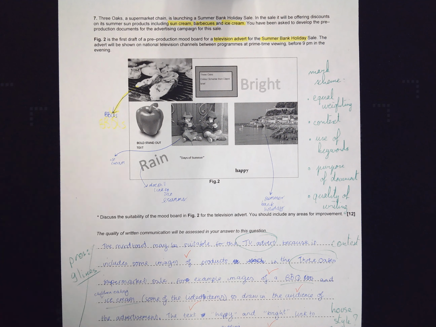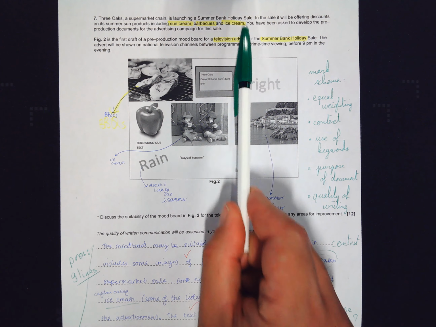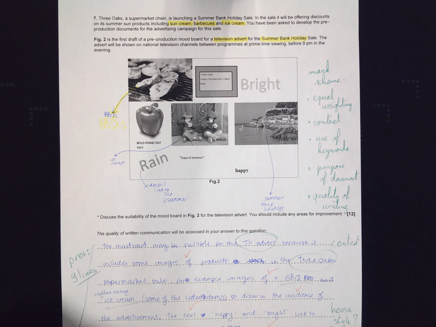Welcome to this screencast. We are looking at an example written by a student of mine of one of the 12 mark questions at the end of your creative iMedia exam. This is an old paper, and in this one the student started by highlighting with a highlighter some key points that she wants to discuss in her analysis of this mood board.